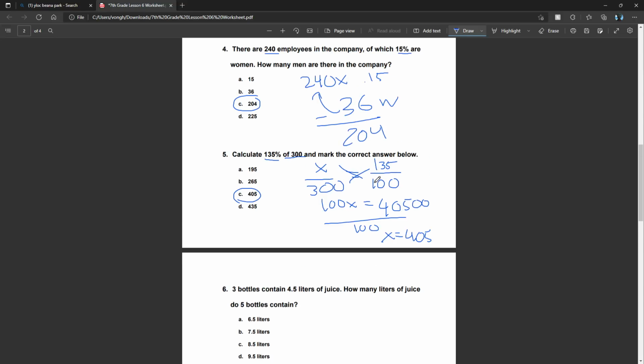Wait, let me just make sure this is correct. 300, so 450 divided by 300. Yeah, this is correct.